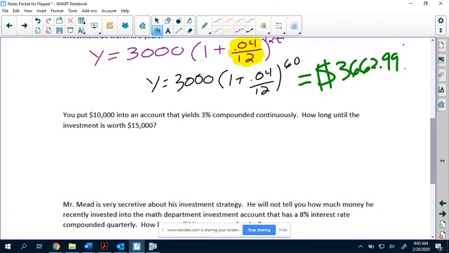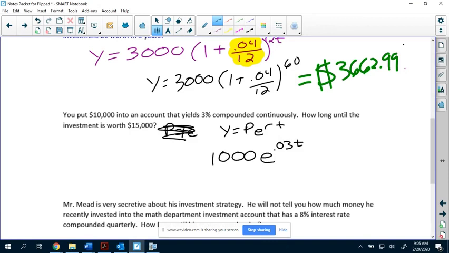Now the next one we have compounding continuously. Well, we're going to use that formula: our amount is equal to P e to the power of rt. So our initial amount was 10,000. It's compounding 3% continuously. This is the equation that relates the time that has gone by to the amount that is in the account. This is written as 1,000. It should have been 10,000, so I'll put that extra zero in there.